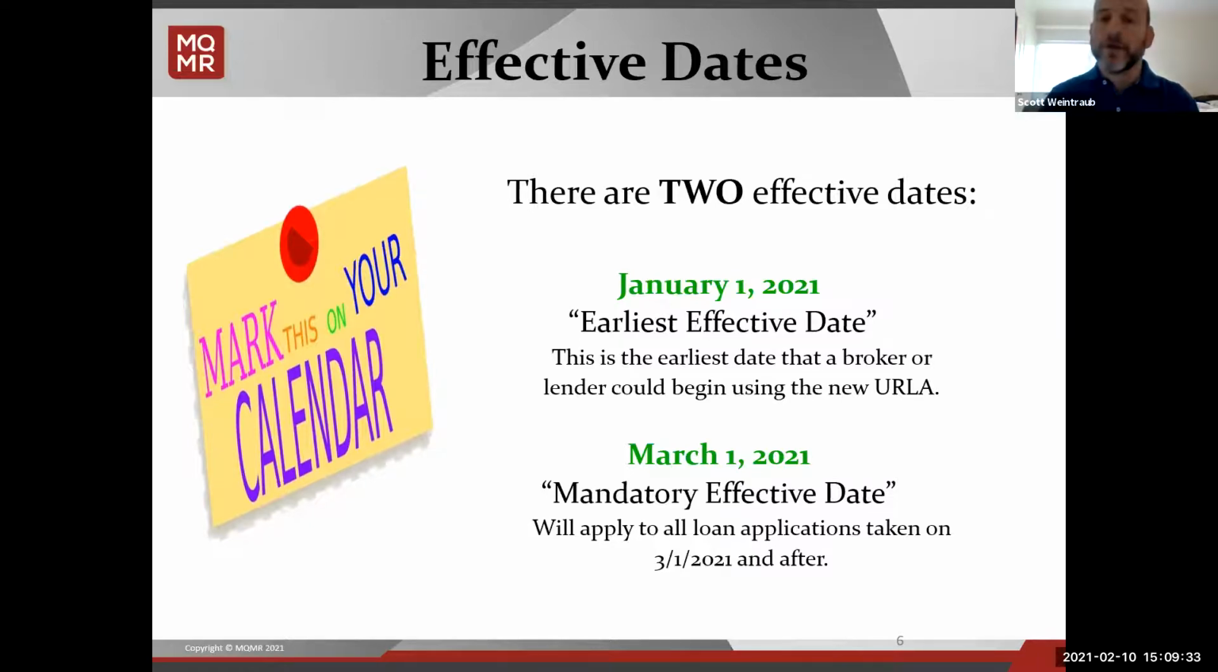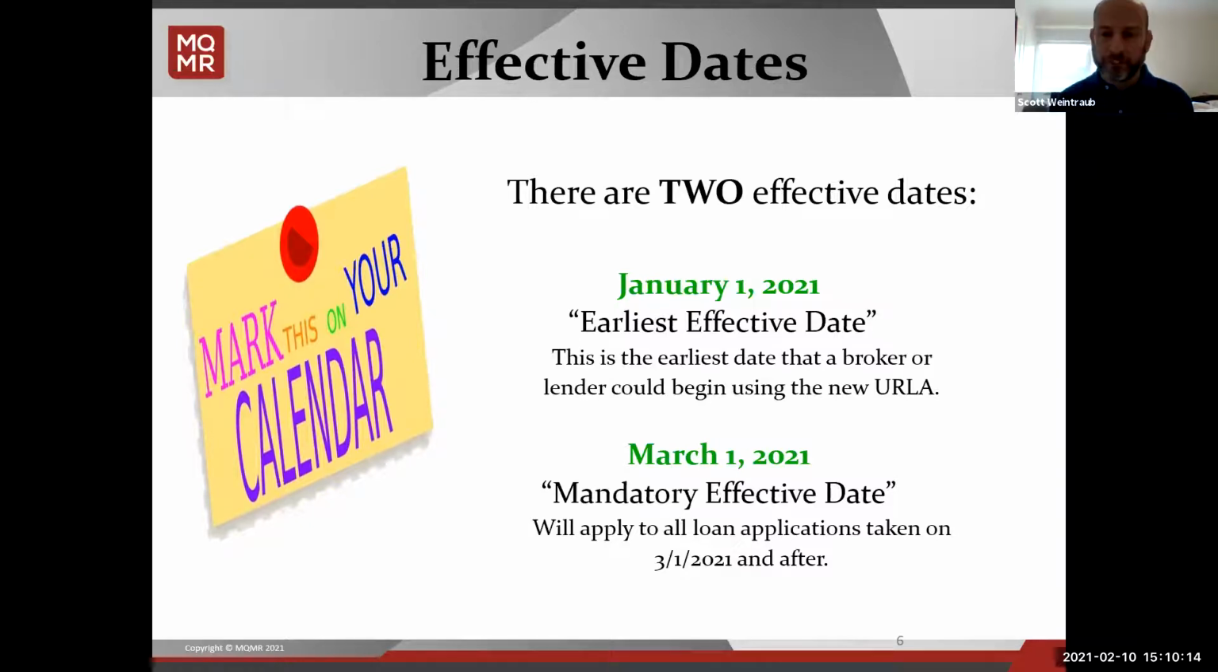It is not mandatory. So right now, literally right now today, we are in a period where two different versions of the application form are allowed to be used. You could be using the current version that's been in effect prior to this new version, or you could be using the new version. And again, we'll talk in a little bit about what that means for loans in process and what it means depending on what form of the application is used. So right now, it is possible that if a lender or broker wanted to, they could be using the new version of the application form.